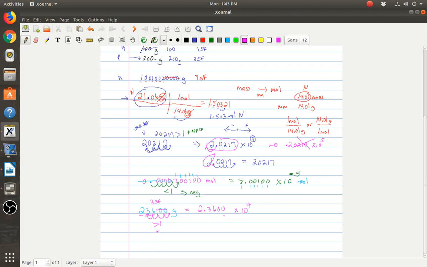Now this number is not completely correct because the original number only has 3 significant digits. So I only need 3 significant digits right here. That means these zeros should not be there. Those trailing zeros did not matter. All they did was put the 6 in the hundreds place. I don't need it over here. So the correct way to write this was really 2.36 times 10 to the 4th grams.